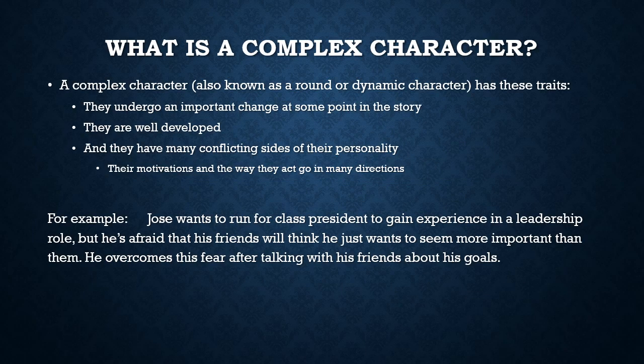A complex character, also known as a round or dynamic character, has these traits. They undergo an important change at some point in the story, they are well developed, and they have many conflicting sides of their personality. This means that their motivations and the way they act go in many different directions. So they may be saying one thing but thinking another, or they may have various reasons for doing something or not doing something depending on the circumstance that they're in.